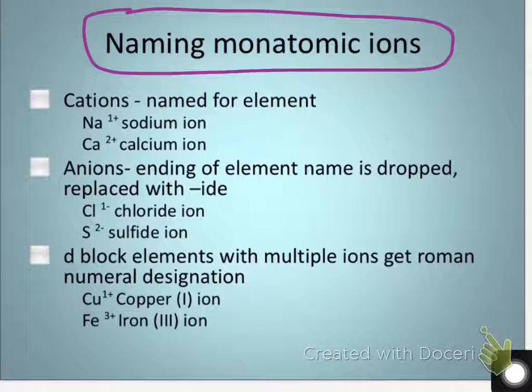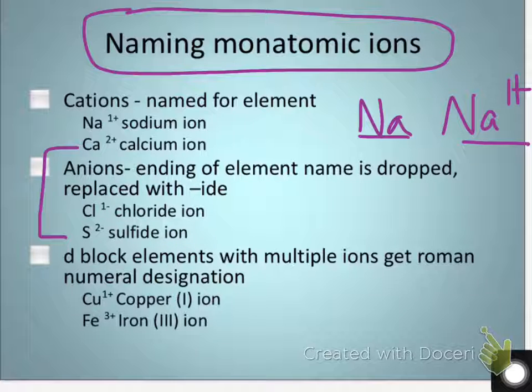And you do have to say ion because Na and Na1+ are different things. This is sodium, this is a sodium ion. Different things. One is balanced electrically, one is not. So that is important. I will mark it wrong if you tell me that's just sodium, because it's not. It's a sodium ion. For anions, we do a little bit of a name change.